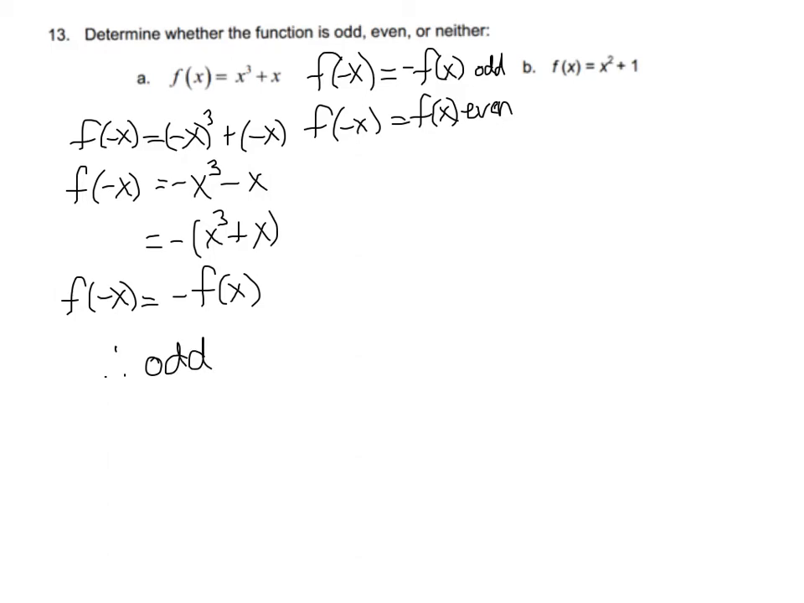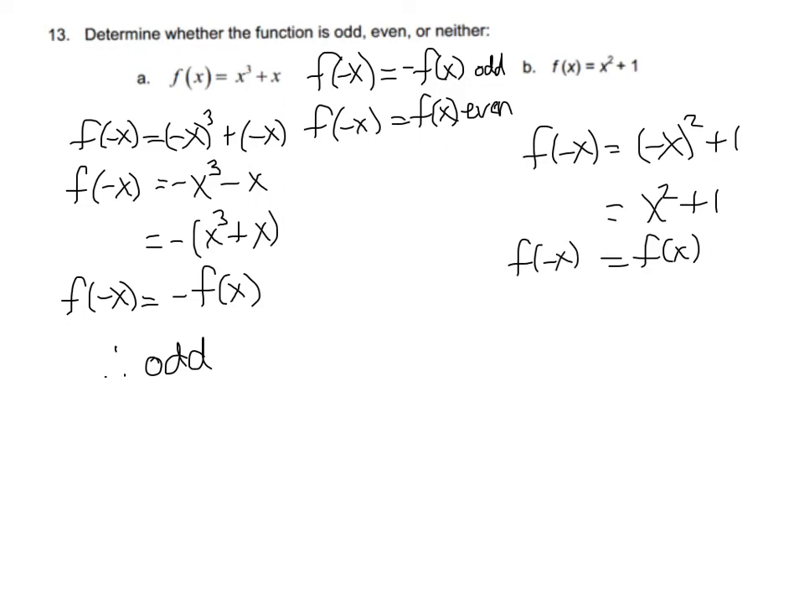B ends up being even, because if I take f of the opposite of x, it's the opposite of x squared plus 1. When you square a negative, you always get a positive back, so the opposite of x squared is just x squared plus 1, which is f of x. So f of negative x is equal to f of x, therefore even. All right? If you had something like x squared plus x, it is neither odd nor even. That would be a good example of one of those.